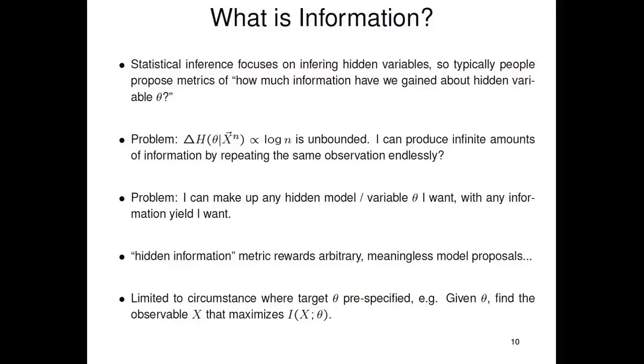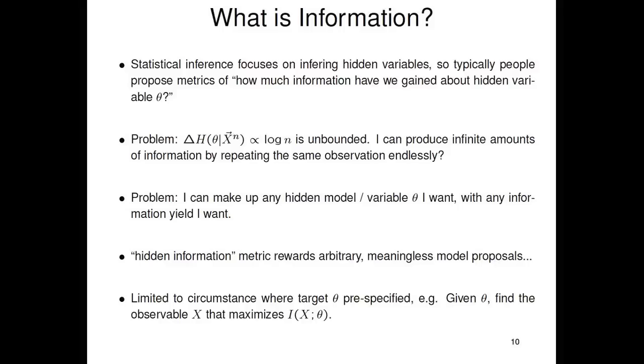But it doesn't, in any sense, give you the general ability to ask, well, what should we do research on? Where should we point our detectors in the broad sense? Because, in effect, this approach is limited to the situation where we pre-specify what our hidden variable target is. If you release that limitation, then actually hidden information metrics are completely unprotected against all sorts of arbitrary information yields where I can just immediately write down some random model that I claim produces infinite information yield based upon some kind of arbitrary relation to observables.